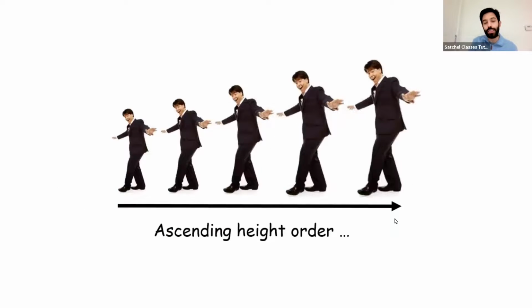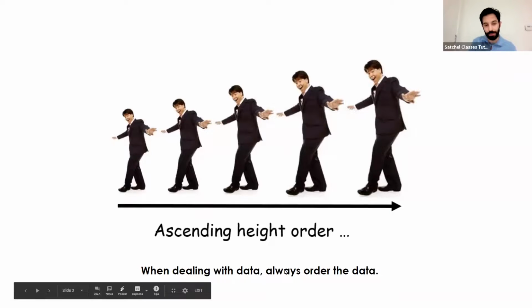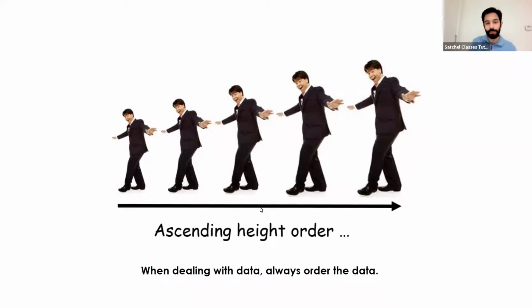So when dealing with data and you are asked to draw a box plot, what you need to do is to order that data from smallest to largest, or in ascending order. Now here we've written ascending height order, but it's actually from the smallest value to the largest value. So this is very important, because if you don't order your data correctly, the quartile values that you're looking for will not be correct.